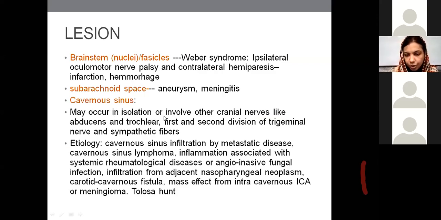It may occur in isolation or involve other cranial nerves like the abducens, trochlear, first and second division of the trigeminal nerve, and sympathetic fibers. This is the interaction map. When we are talking about the cavernous sinus, the third, fourth, sixth cranial nerves, साथ होते हैं, first and second division of the trigeminal nerve. यहाँ पे क्या क्या हो सकता है? Cavernous sinus infiltration by metastatic disease, cavernous sinus lymphoma, inflammation associated with systemic rheumatological diseases, angioinvasive fungal infection, infiltration from adjacent nasopharyngeal neoplasms, carotid cavernous fistulas, there are multiple etiologies. Mass effect from the intracavernous ICA aneurysm or meningioma, or Tolosa-Hunt. Tolosa-Hunt is an idiopathic condition.